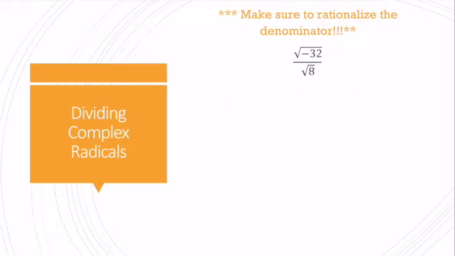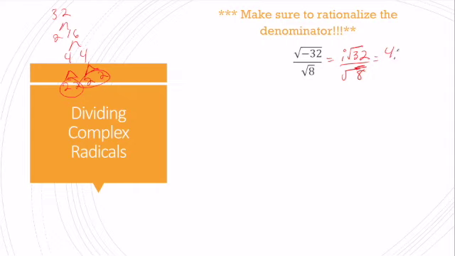Next, I have the square root of negative 32 over the square root of 8. The first thing I want to do is rewrite this as i square root of 32 over the square root of 8. Then I need to simplify what's under my radicals. If I have the square root of 32, that's the same as 2 times 16, which is 4 times 4, 2 times 2, and 2 times 2. So I have 2 perfect squares in there, so I'm able to pull out a factor of 4. That's going to leave me with 4i square root of 2.